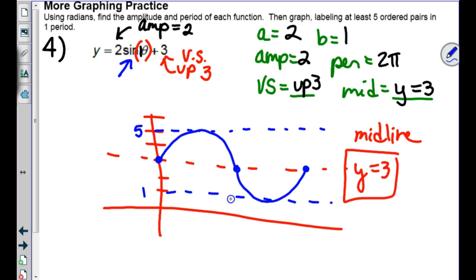All right, so can anybody tell me the ordered pairs that I'm looking for? It finished by 2 pi. So if we divide that by 4, what are we counting by?